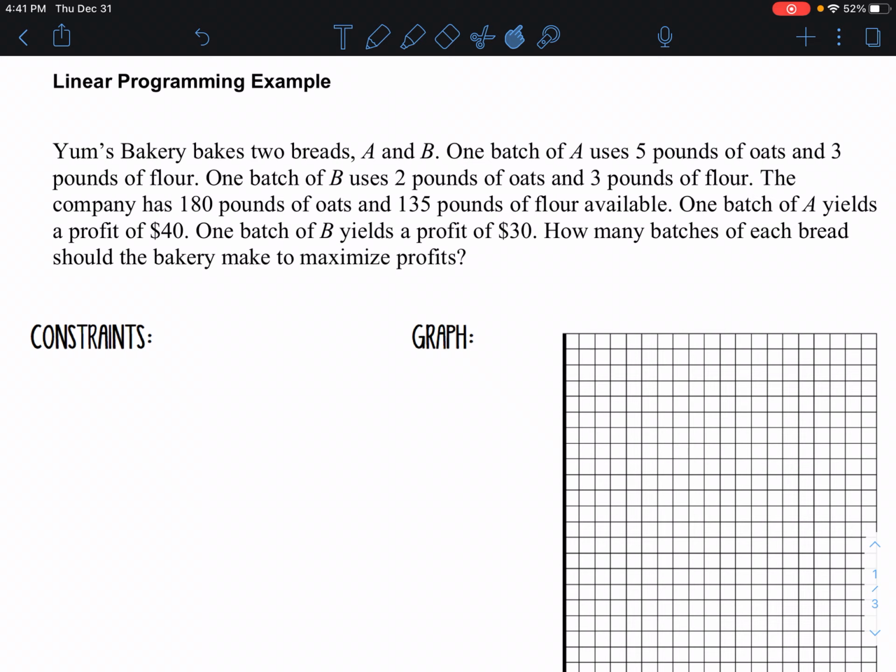Okay. So the first thing we want to really do here is define our variables. So I'm just going to say X. And if you're not sure what's going on, the easiest thing is to look at the last sentence. Okay, what is the question they're asking here? It says how many batches of each bread? Well, right there, that tells you what your variables are. It's batches of each type of bread. So I'm going to say X is bread A. And Y is bread B.